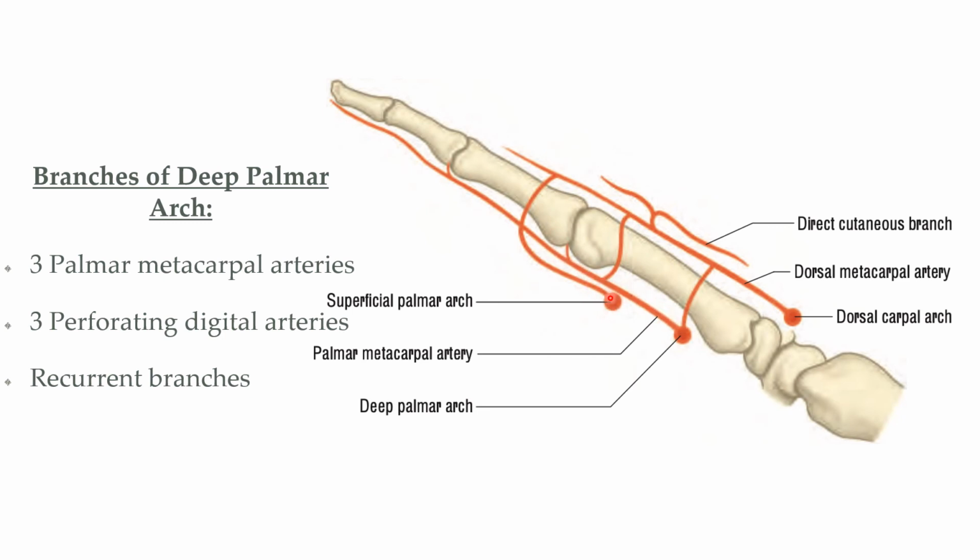Now, this is the superficial palmar arch, which gives a branch called the common palmar digital artery, into which the palmar metacarpal artery from the deep palmar arch opens up, which then continues distally to provide blood supply to the digit. This branch is the common palmar digital artery.